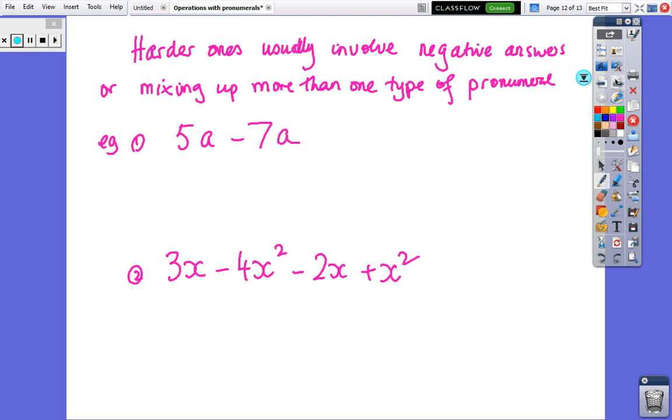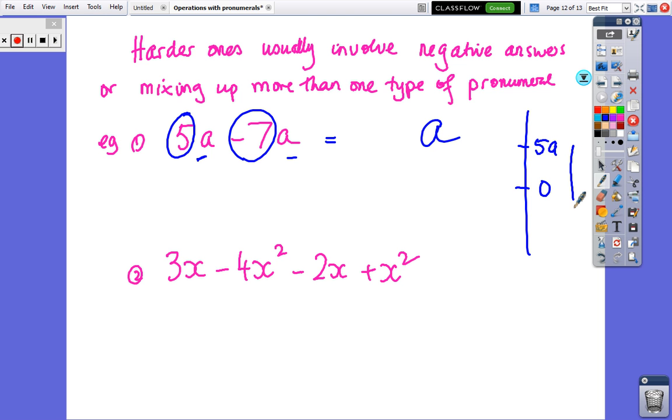Moving on. So harder ones, you can have negative answers, and I can mix up the pronumerals. Can you have a go at those two, and when you're ready, come back live. Okay, we've got A's, so the answer must have the letter A. 5 minus 7. Here's like a thermometer. Here's 5A, and when you subtract, you go down. When you subtract 5, you get to 0, and then you have to subtract another 2. So you end up at minus 2A.